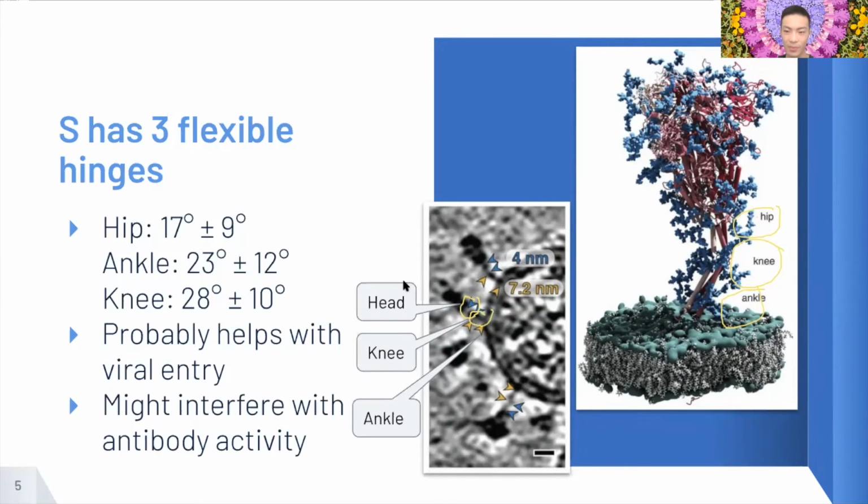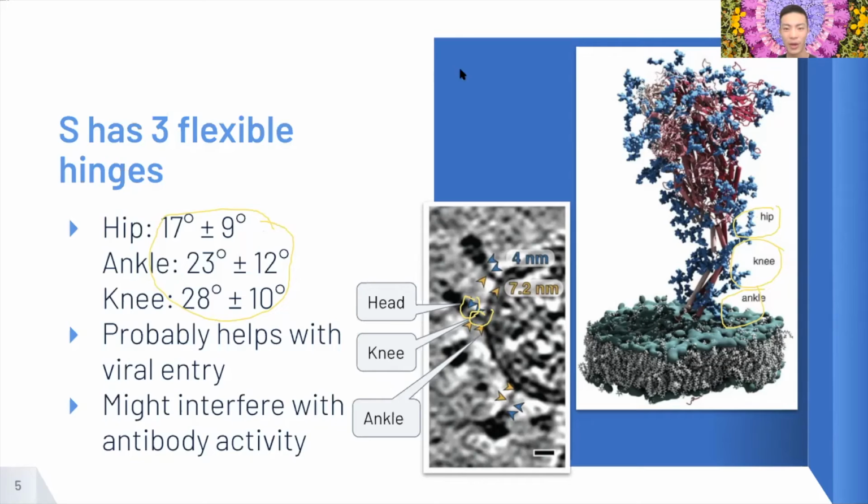I'm sorry, this should be hip. So as you can tell here from these angle numbers, these have a really, really high amount of freedom to move around. In fact, in the paper, they describe some of the S proteins that they found on SARS-CoV-2 as being bent over like 90 degrees, which gives you a good idea of how flexible these things are.